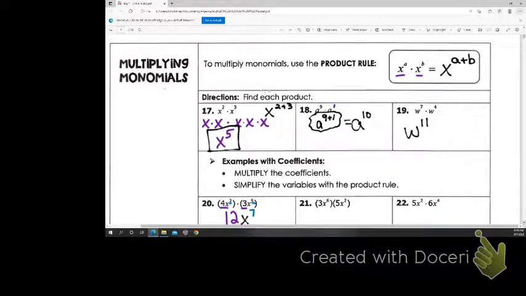So my coefficients are getting multiplied. Base is staying the same. Exponents are getting added. So 5 times 6 is 30. X to the 6th power.